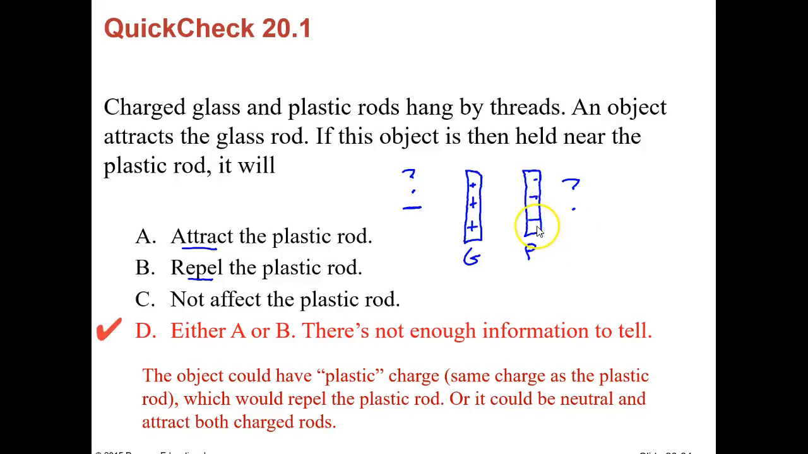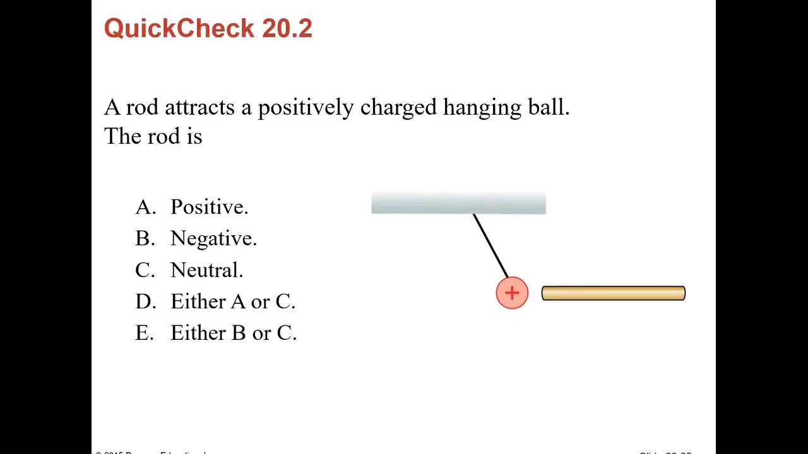If it attracts the plastic rod, we know that it would have to be neutral. If it was neutral, then it would be able to attract that plastic rod. It would repel that plastic rod if it had a negative charge. So it could be either one. So there's really just not enough information for us to be able to make a good informed decision about what's going to happen.